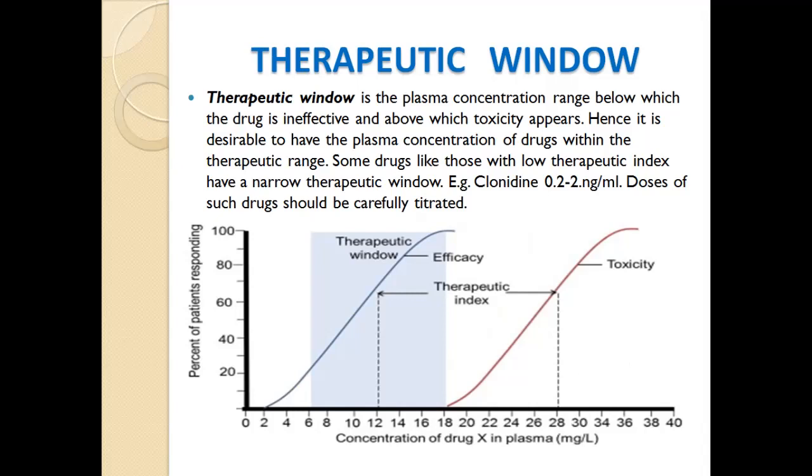Okay, so why therapeutic window is also important is because it is the plasma concentration range below which the drug will become ineffective and above which toxicity will happen. So many times when we are taking such drugs like antihypertensive drugs or anti-epileptic drugs, we cannot suddenly stop the drugs. The dose of the drug has to be reduced slowly and then only it can be stopped, because once suddenly if the drug is stopped, again the problem might arise.